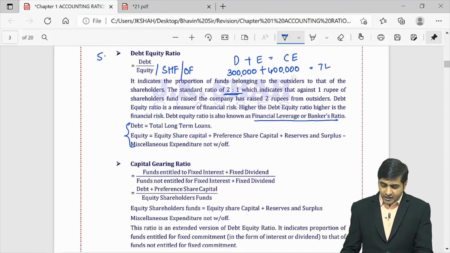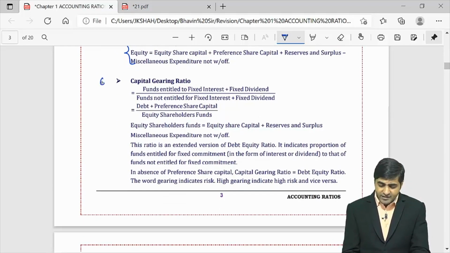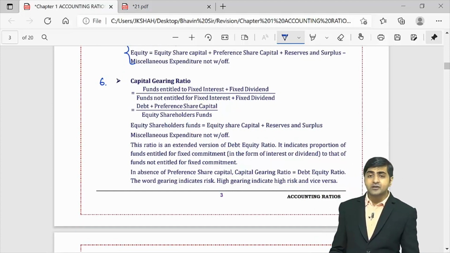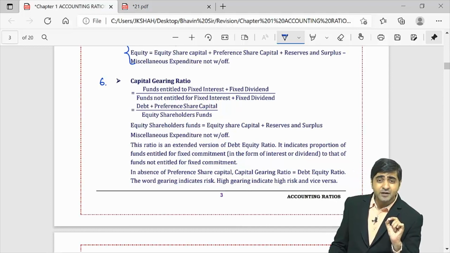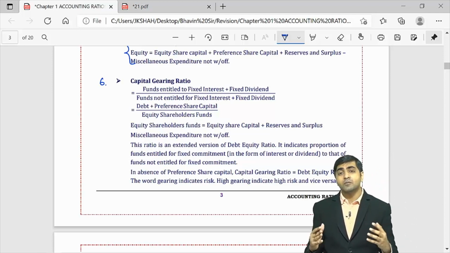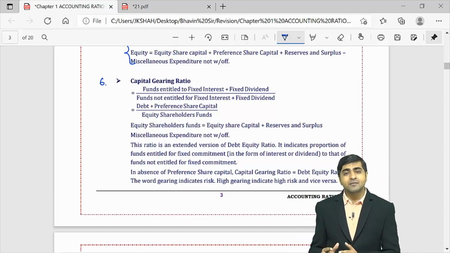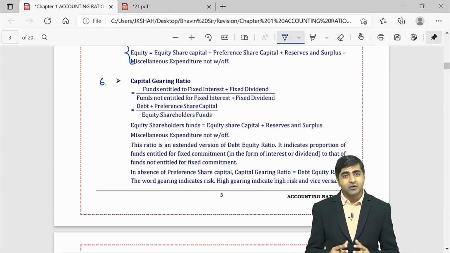Okay, continuing further, then we have something which is called the capital gearing ratio. Guys, this ratio is also a measurement of your financial risk only, but in this particular ratio, we are going to consider how much funds we have generated from fixed income bearing securities, and we will divide the same by the funds generated from non-fixed income bearing securities.